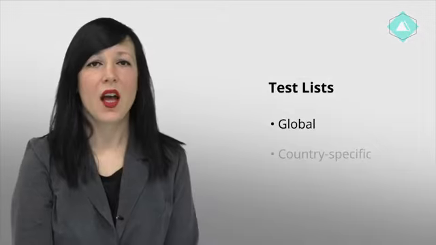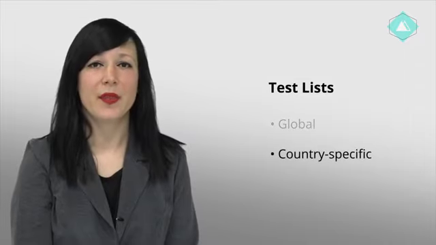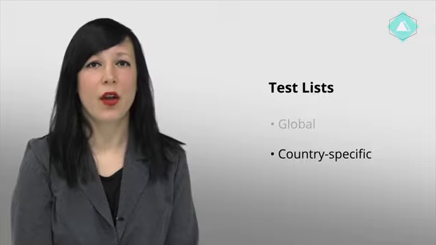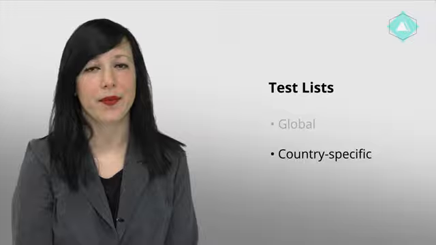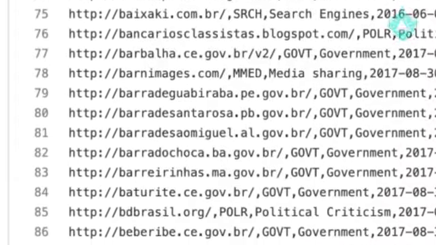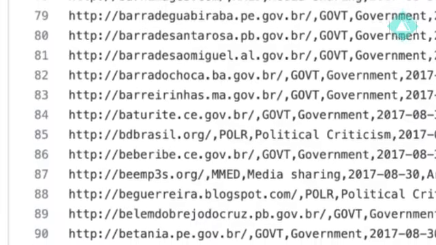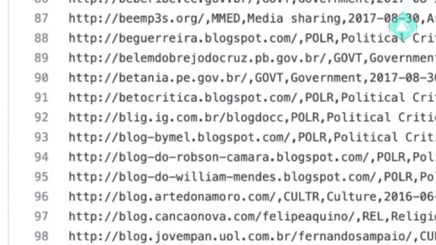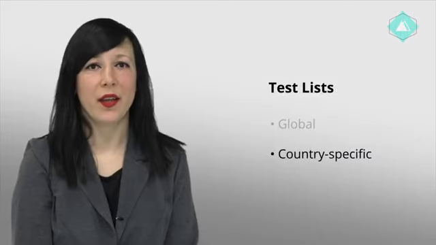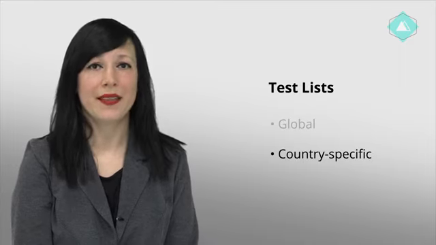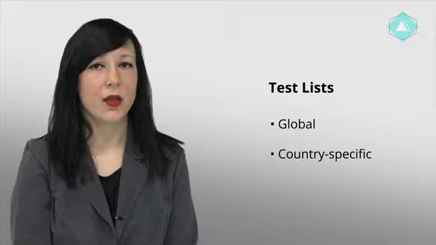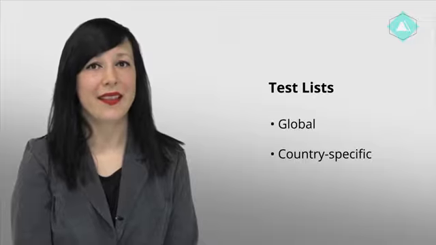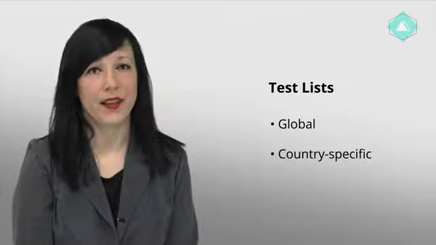On the other hand, there are the country-specific test lists, which include websites that are only relevant to a specific country. For example, the Brazilian test list includes Brazilian news media websites, Brazilian human rights websites, and other websites that are relevant to Brazil. Depending on the country that you are in when you run OONI Probe, you will test the websites included in that country's test list. So overall, when you test websites with OONI Probe, you will test websites included in both the global list and in the list that is specific to the country that you are in.